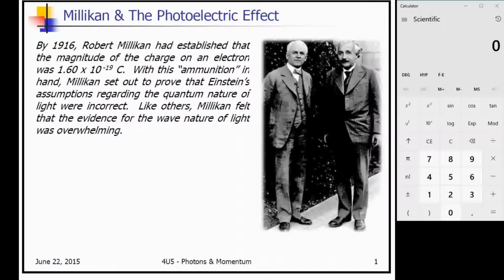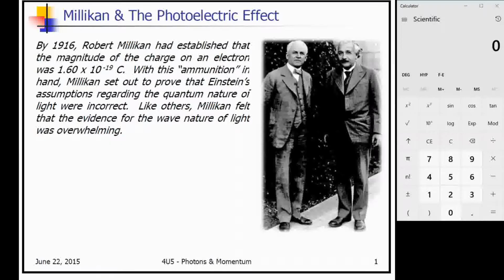It says by 1916, Robert Millikan established the charge of an electron as 1.6 times 10 to the negative 19. And with that ammunition in hand, Millikan set out to prove that Einstein's assumptions regarding the quantum nature of light were incorrect. Millikan felt that there was overwhelming evidence for the wave nature of light.